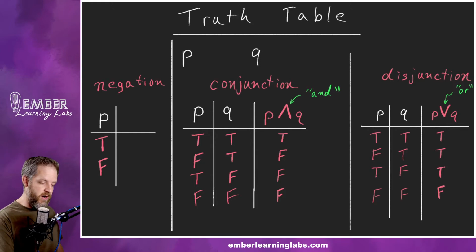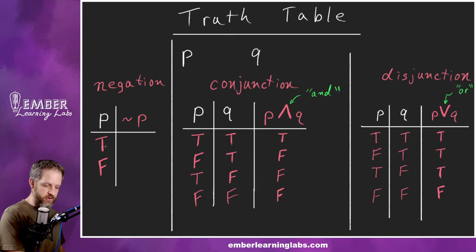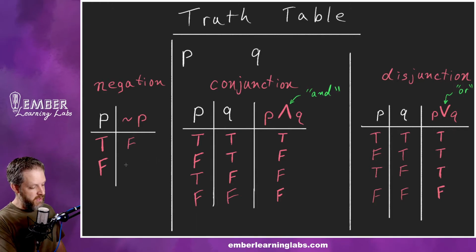So negation, we already looked at the symbol. We're going to use a little tilde sign. Not P. So you could probably figure this truth table out yourself. If P is true, then not P is false. And if P is false, then not P is true.